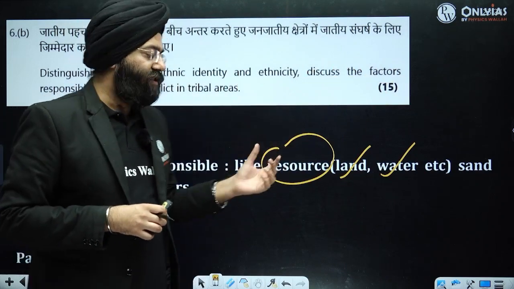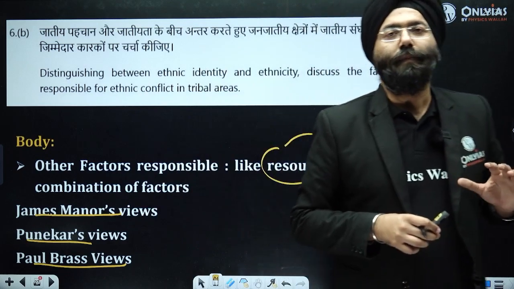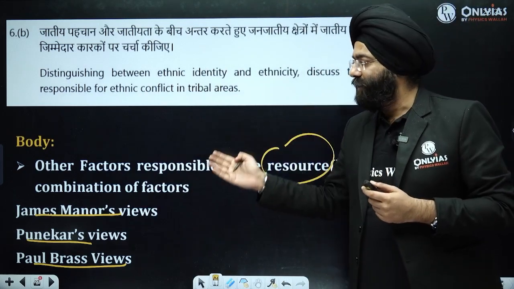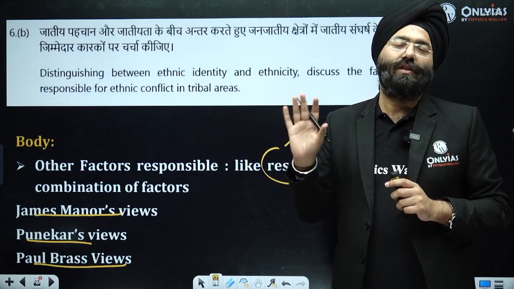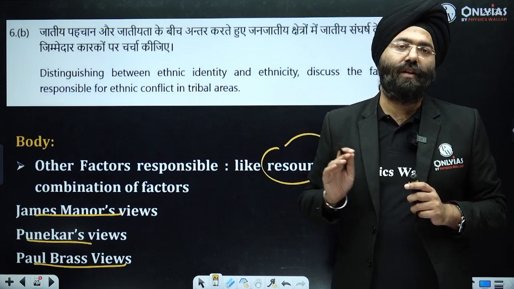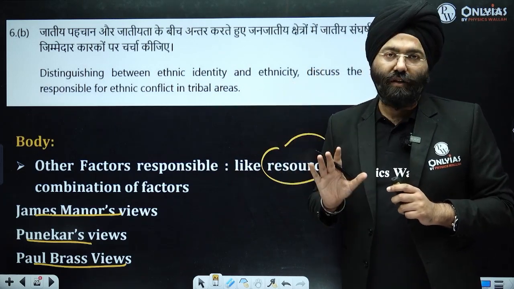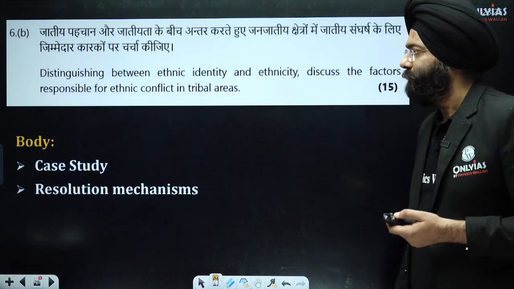What it required is that these are specific thinkers you need to mention when you are describing the factors that are present. So please, as we have done in the class also, it is expected of you to mention these views with respect to ethnic conflicts. If you have mentioned this, you are expected to get full marks. If you do not, and write like a general studies answer, then the marks are obviously cut.